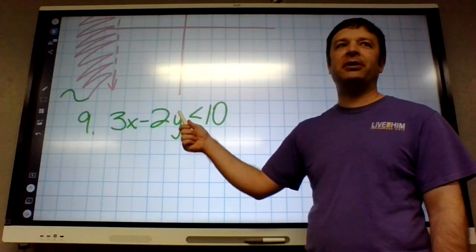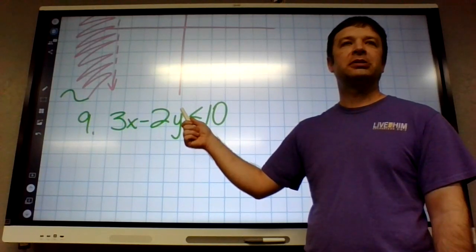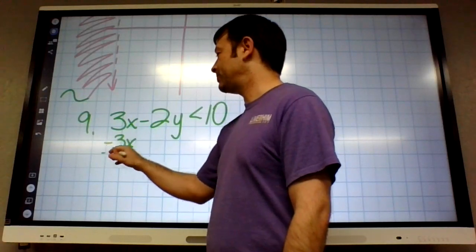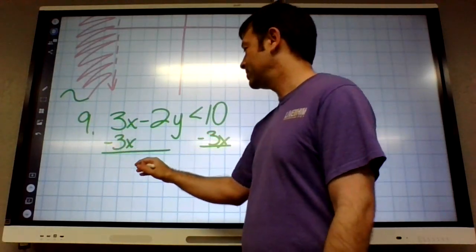So, how do I graph this? Change it to slope-intercept form, y-intercept, right? Just like we did at the beginning, or number 1 on the other page.